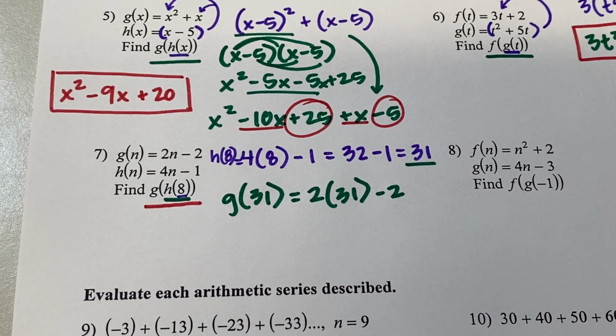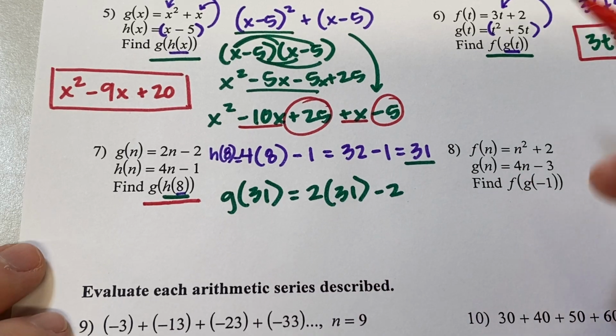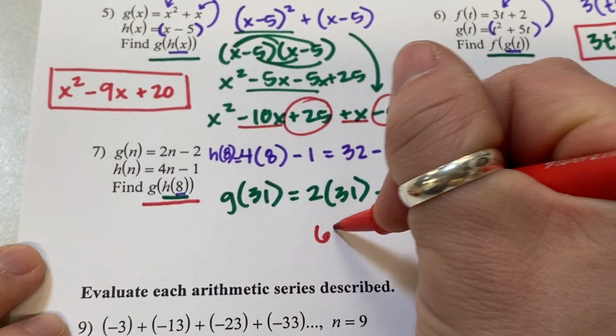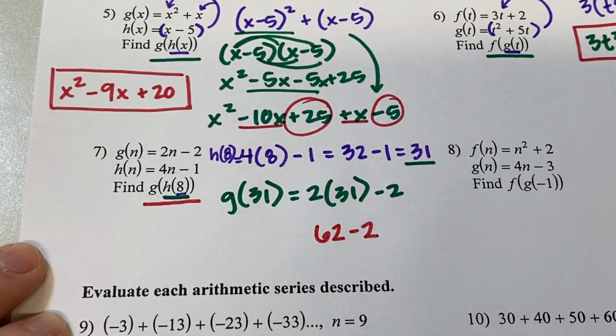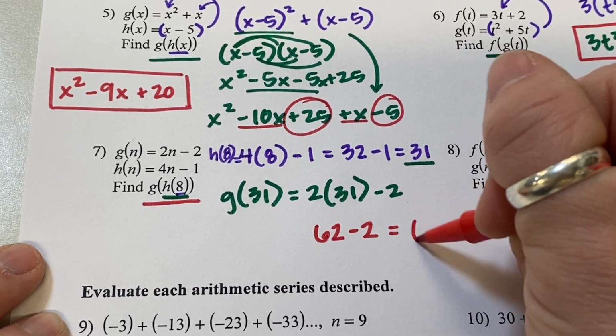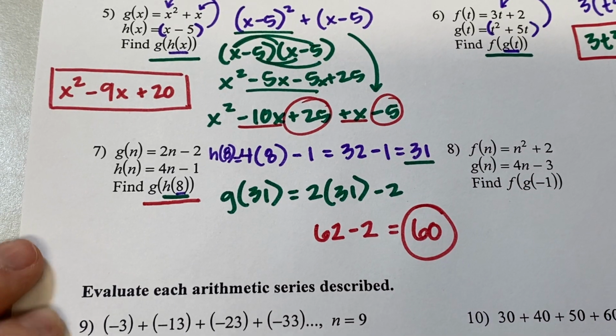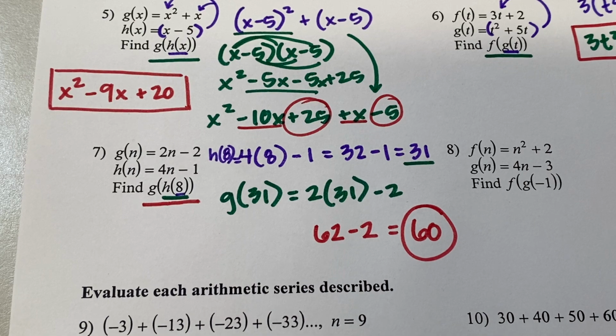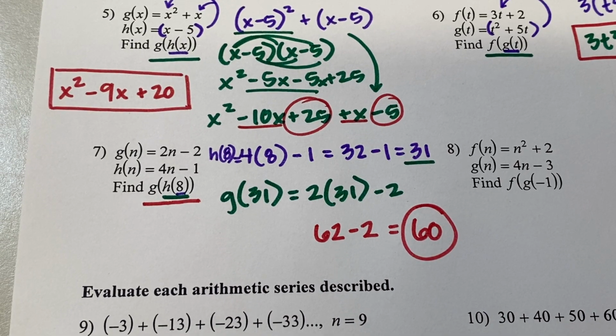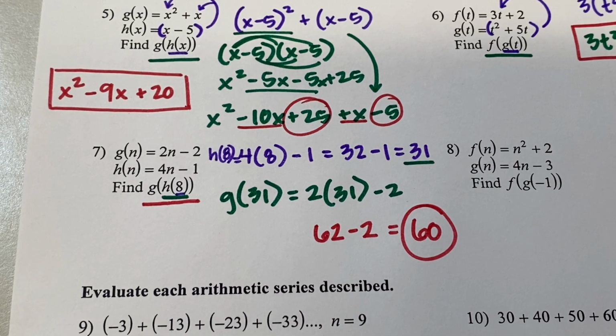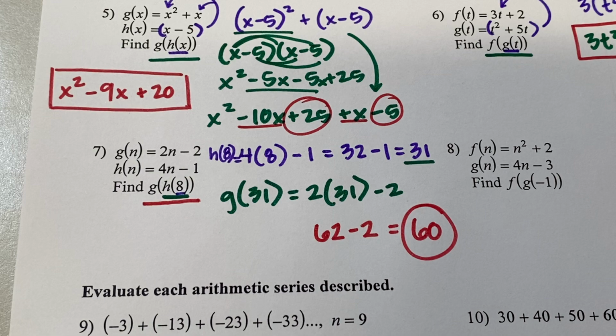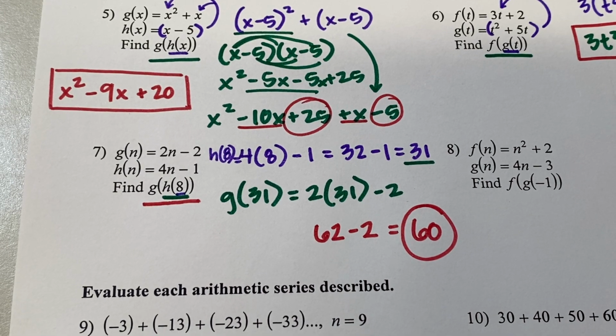Okay, and this is where we get our final answer, which is going to be a number. So 2 times 31 is 62 minus 2 gives me my final answer of 60. And there we go.